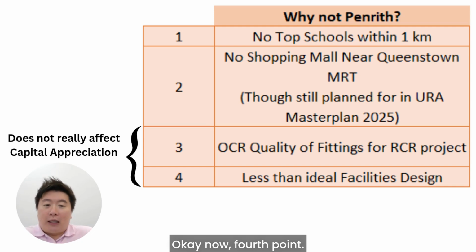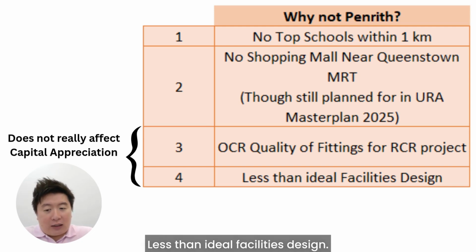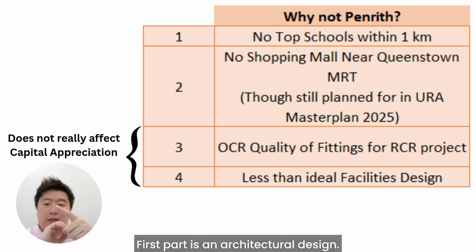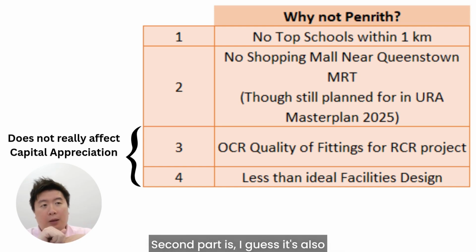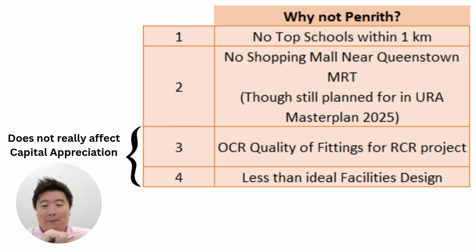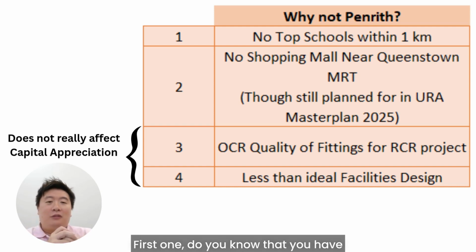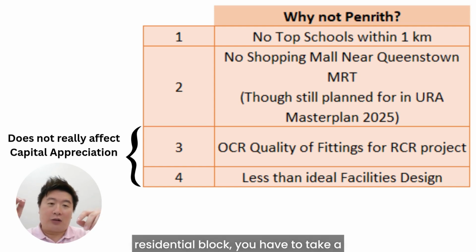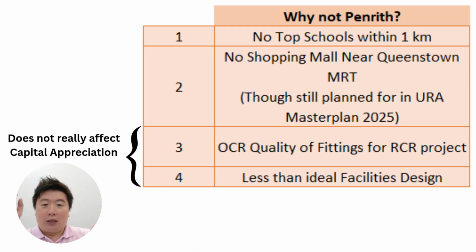Okay, now fourth point, less than ideal facilities design. Why do I say this? There are two parts to this. First part is architectural design. Second part, I guess it's also architectural design, but that one is a bit more subjective. It's taste. So let's talk about the first one. Do you know that if you're in the residential block, you have to take a residential lift to level one, walk to the central area, take the facilities lift from level one to level two in order to reach your pool deck and your gym, etc.?